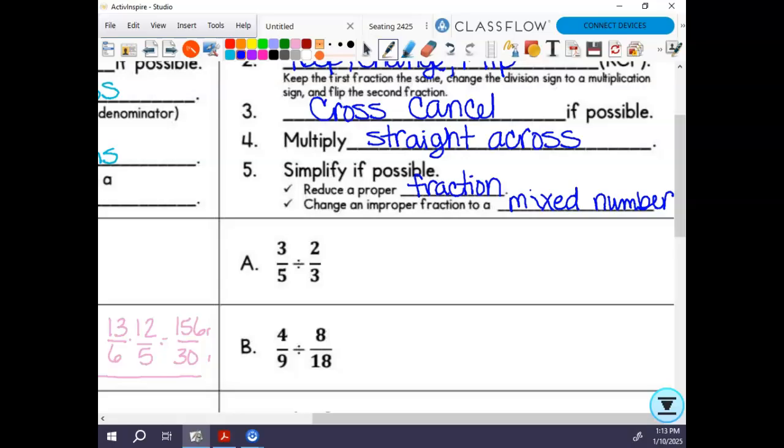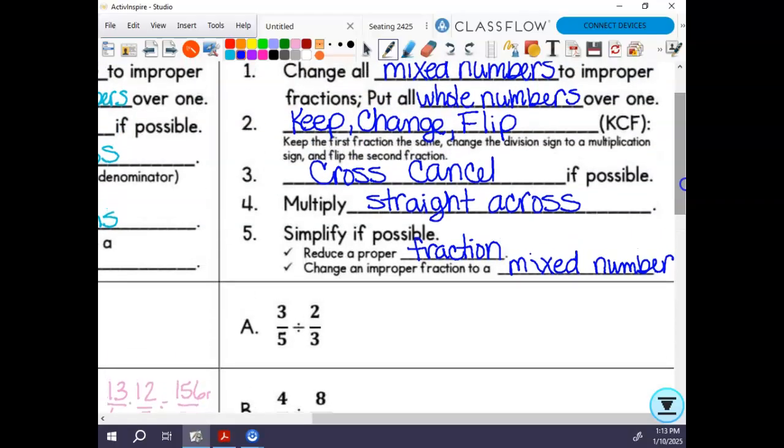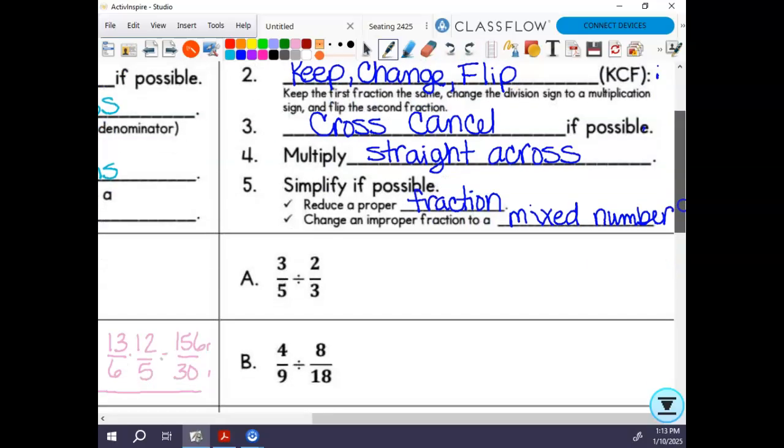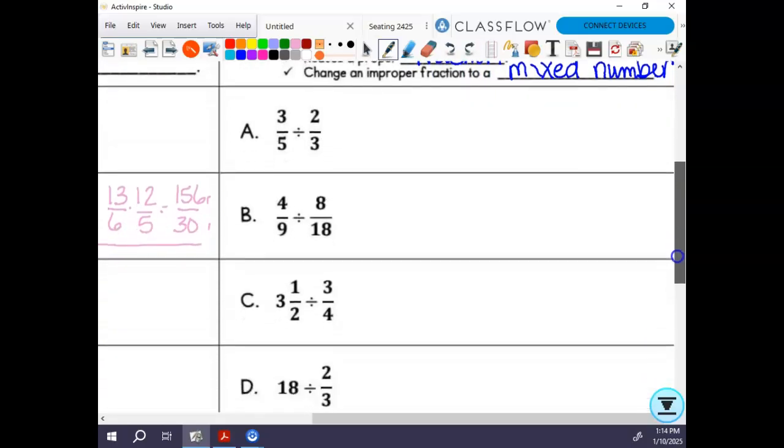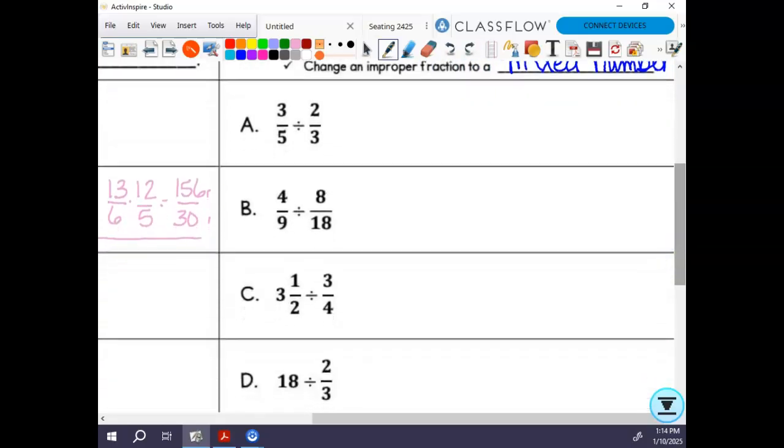Notice the order of these directions, though. We keep, change, flip before we cross cancel, because when we keep, change, flip, that's when we change division to multiplication. And the cross canceling is legal when you're multiplying, okay? So not that I could here anyway. Well, actually I could. If I look at A here, if I'm trying to do what I did before, I can't cancel out the 3's. That's not legal, okay? Because this is still division.